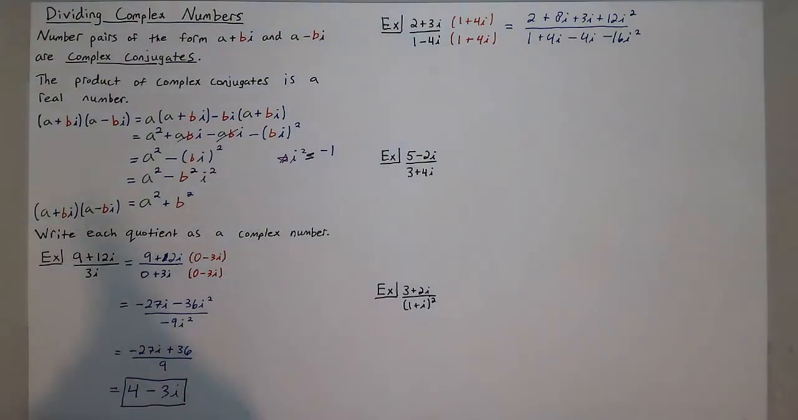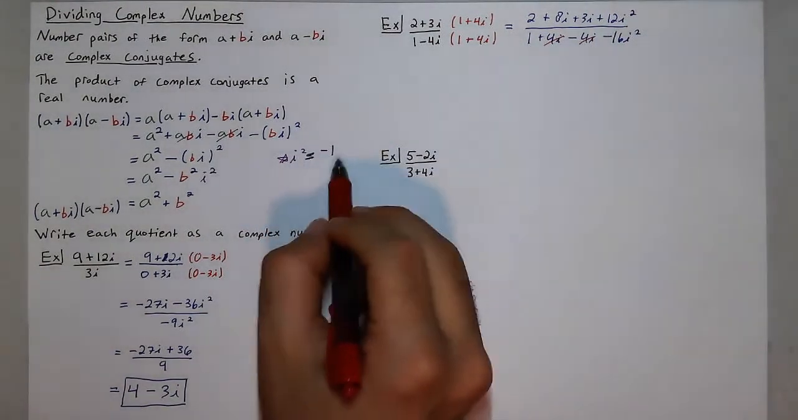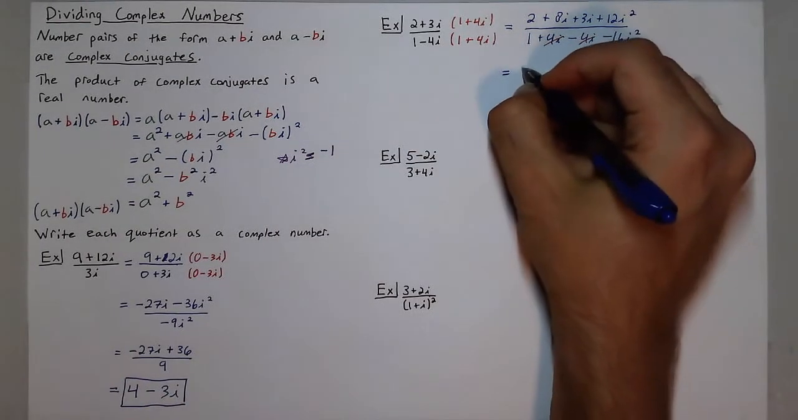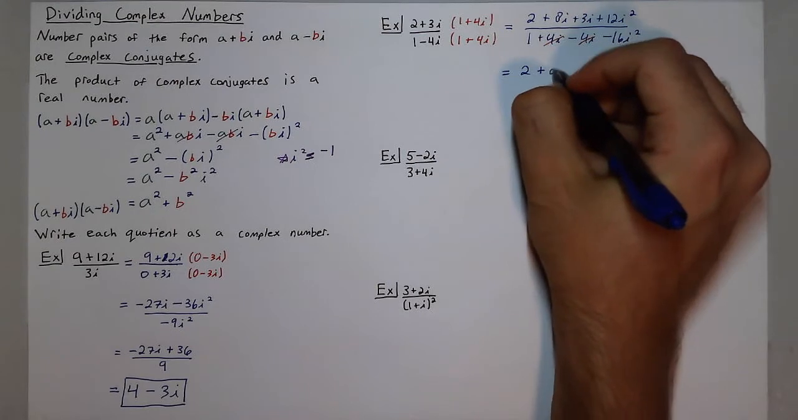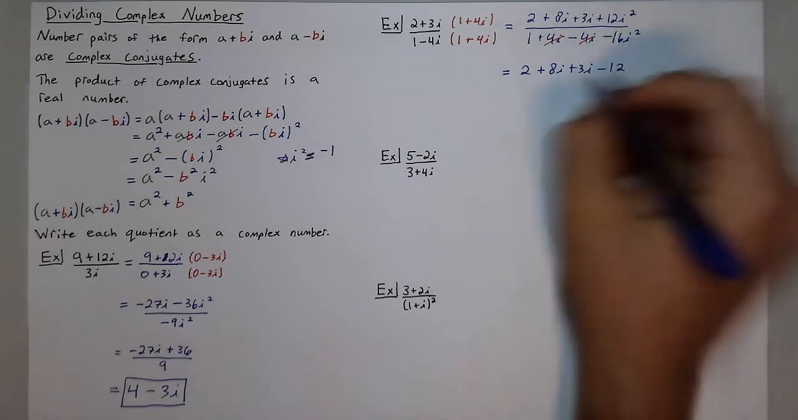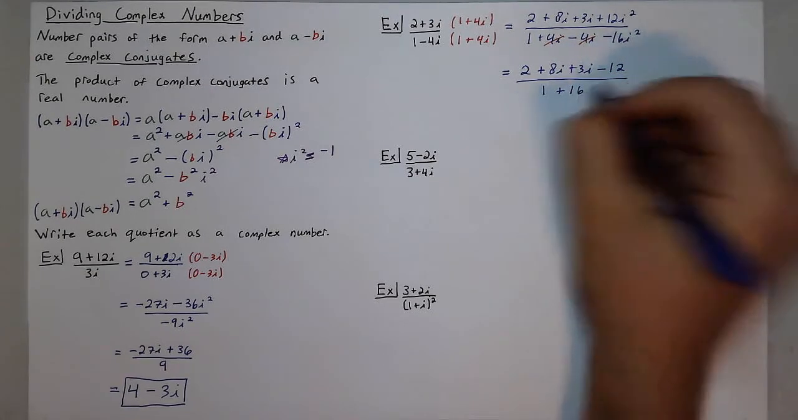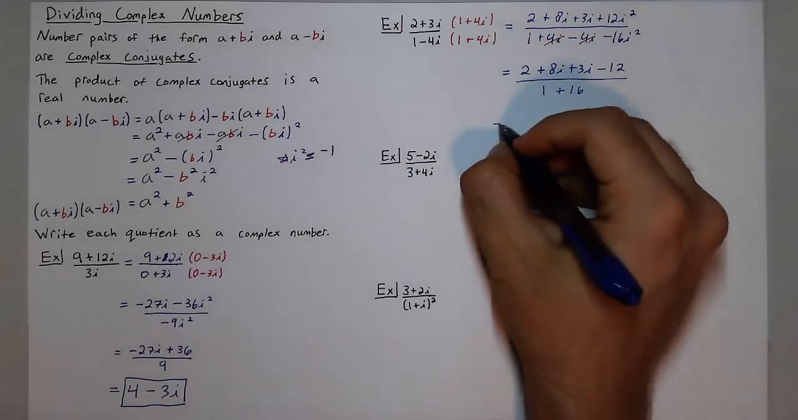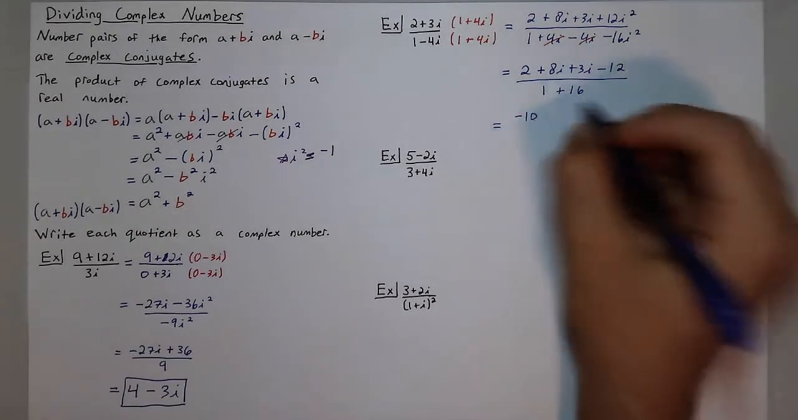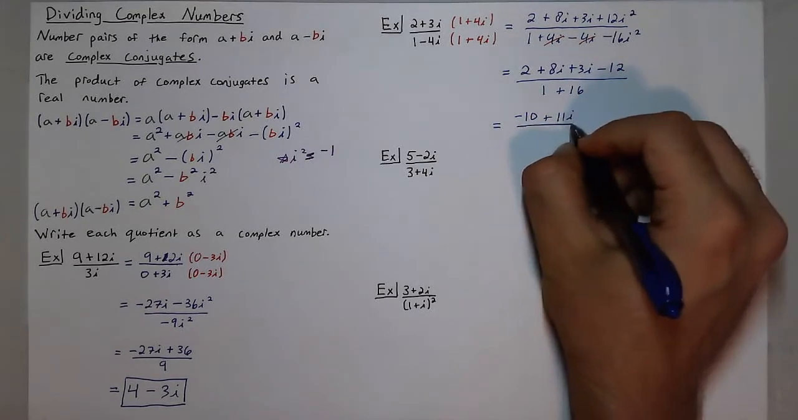Negative 4i times 1 is negative 4i, and then negative 4i times positive 4i is negative 16i squared, and now I need to simplify. My 4i's will cancel, and my i squareds are equal to negative 1. So I'm going to replace all of them with negative 1. That gives me 2 plus 8i plus 3i minus 12 all over 1 plus 16. And now I'll combine all of my like terms. So 2 minus 12 is negative 10, put in the real part first, plus 11i all over 17.